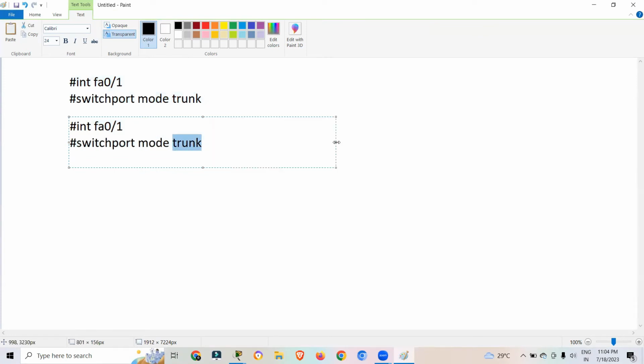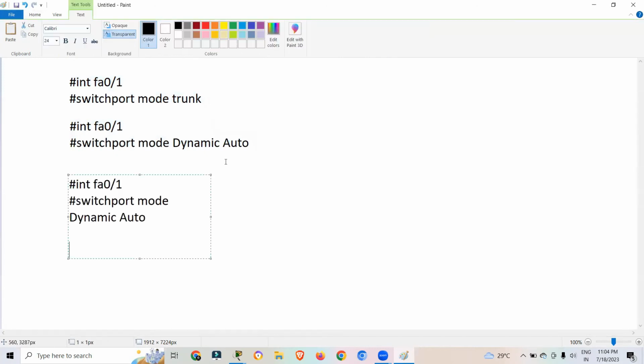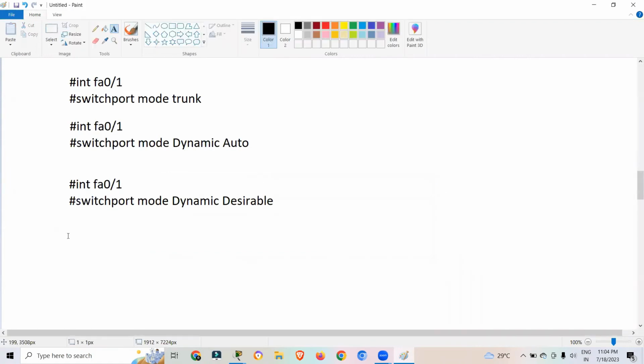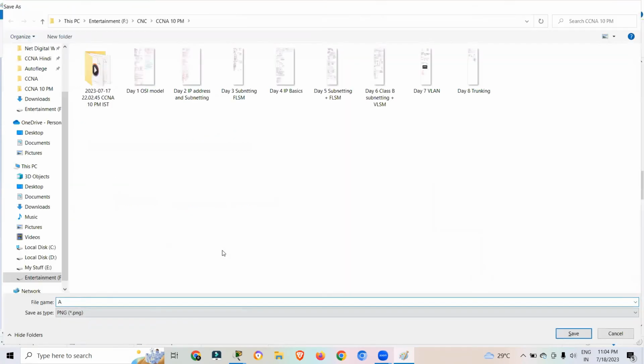If you want to change the mode, just type switchport mode dynamic auto. Okay. If you again want to change the mode, interface, then switchport mode dynamic desirable. Okay, let me explain to you. Switchport mode dynamic, switchport mode access.